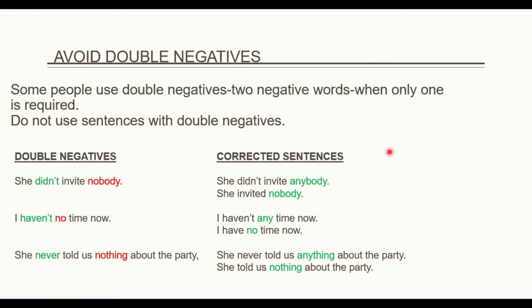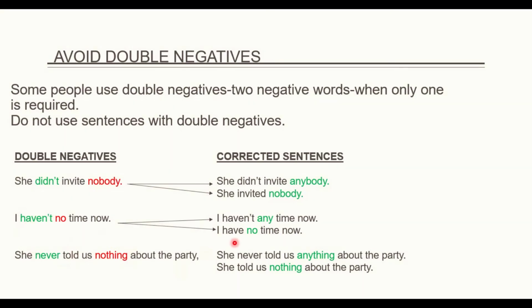So what is the correct form to say these sentences? Instead of using nobody, I can use anybody. So I eliminated one of these two negative words. I substituted nobody with anybody, or I have to omit didn't. So the second form is "she invited nobody." Or with "I haven't no time," instead of no I can use any, and I can say "I haven't any time," or omit the word haven't and say "I have no time."